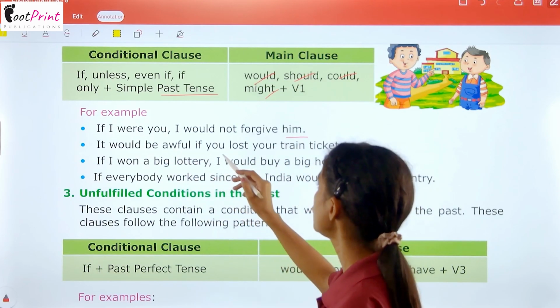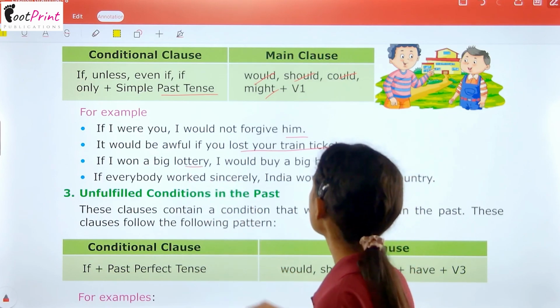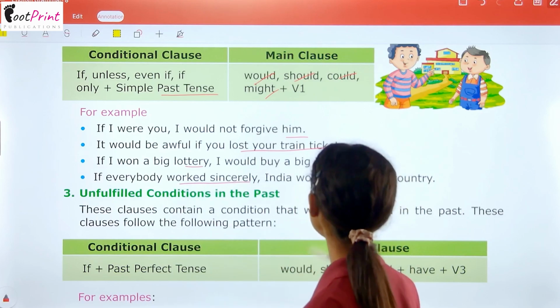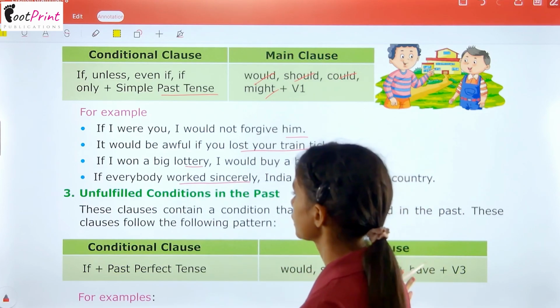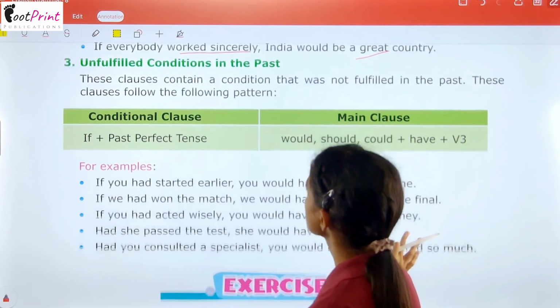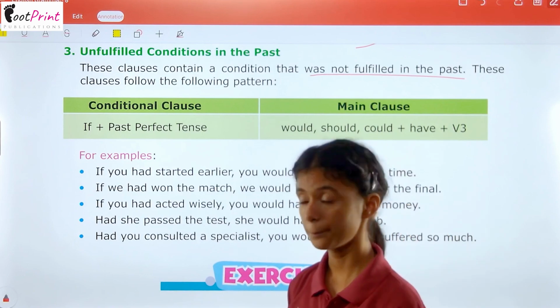It would be awful if you lost your train ticket. If I won a big lottery, I would buy a big house. If everybody worked sincerely, India would be a great country. Third is unfulfilled conditions in the past. These clauses contain a condition that was not fulfilled in the past.